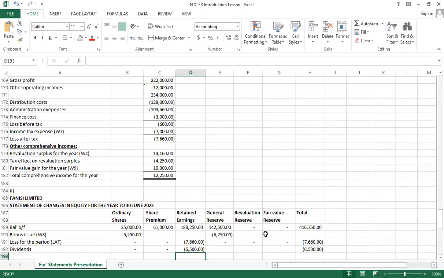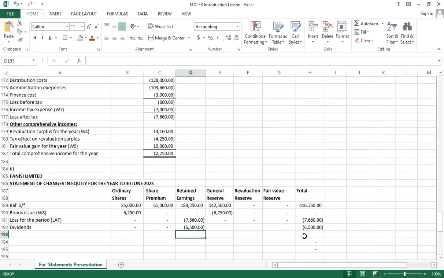Dividends you minus because they reduce profits, and so this does not affect general reserve, does not affect revaluation, does not affect the fair value. The total will also be the same dividends of 6,500.